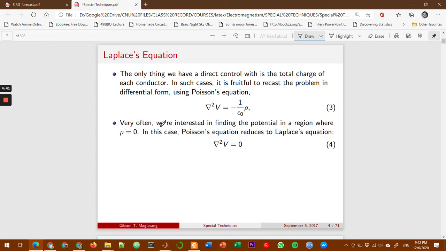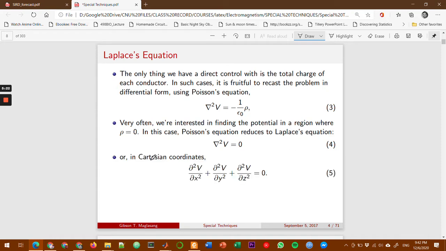Very often, we are interested in finding the potential in a region where the charge distribution is zero. Let's say it's a conductor, the charge distribution rho is zero. There are no free charges residing at the surface area that you consider. So in this case, if your rho is zero, then Poisson's equation in equation 3 becomes the Laplace equation given in equation 4.